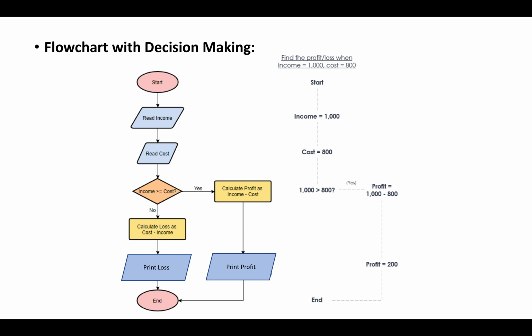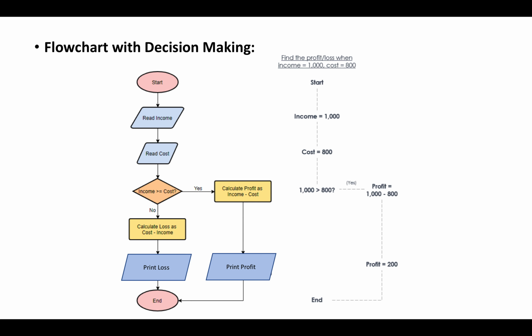To begin with, on the left hand side, I have made the flowchart. Begin with the start, then we need income as well as cost involved. So I have made two tilted boxes for reading income and cost. You can also make a single tilted box and write both read statements in the same box. So there is no issue.